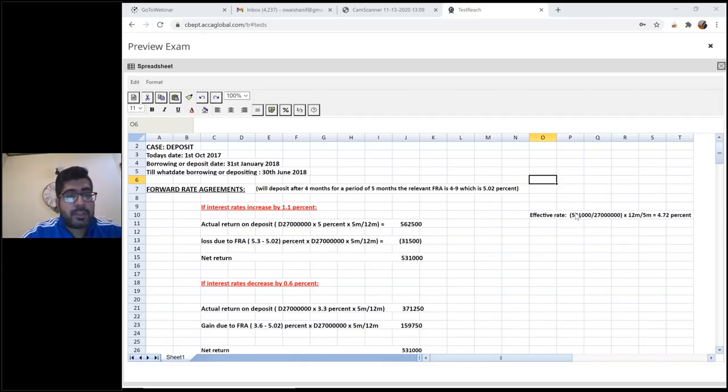Rizwan, today's date is 1st October. We are depositing on 31st January. If you count 1st October to 1st November, 1 month, 1st December, 2 months, 1st January, 3 months, and 31st Jan, 4 months. We are starting after 4 months for 5 months, then it's 4-9. Jack Ryan, it's very simple. Borrowing rate is always higher, deposit rate is always lower.